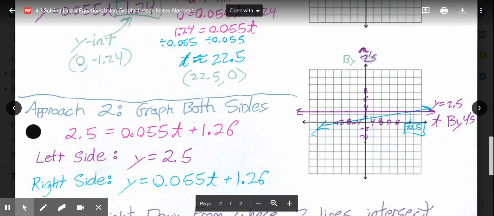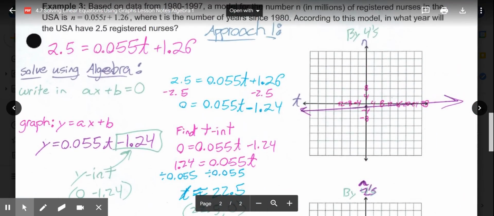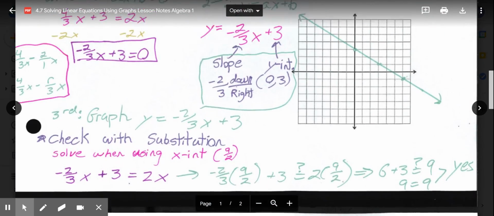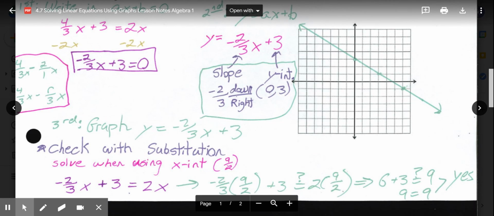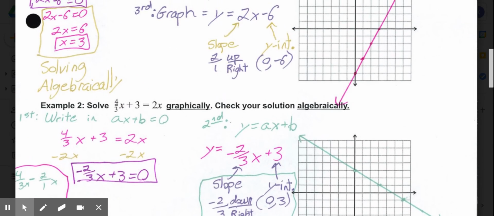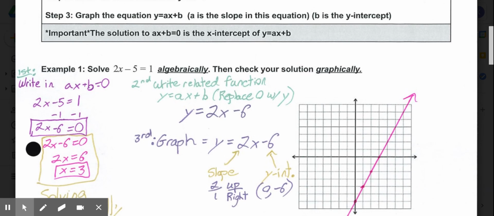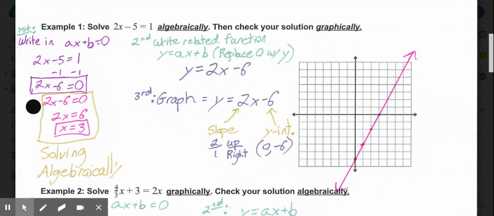So this lesson shows you how to use graphing to support your algebraic answers. Now, realistically, as you're solving these, you're going to either do algebraic or graphic, and then you're going to move on. This lesson is just reassuring and showing you how to use the two different approaches, algebraic and graphically, to make sure your answers are correct.